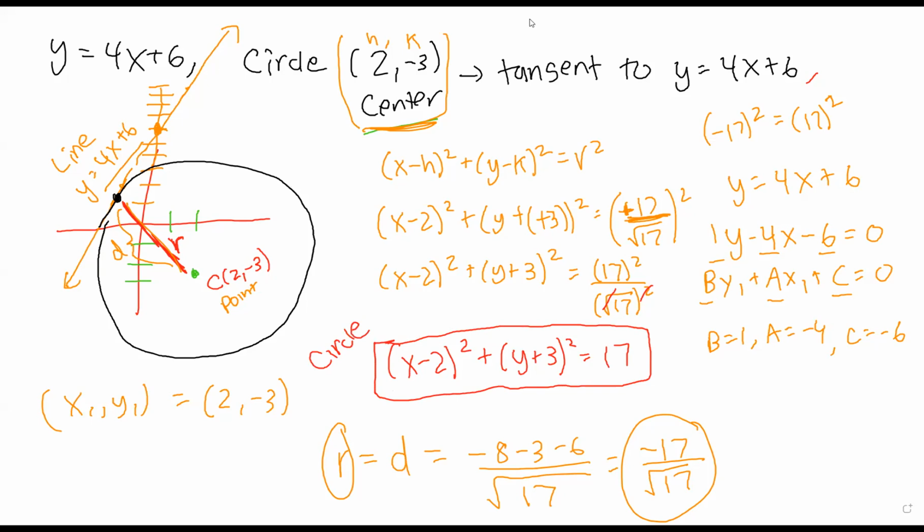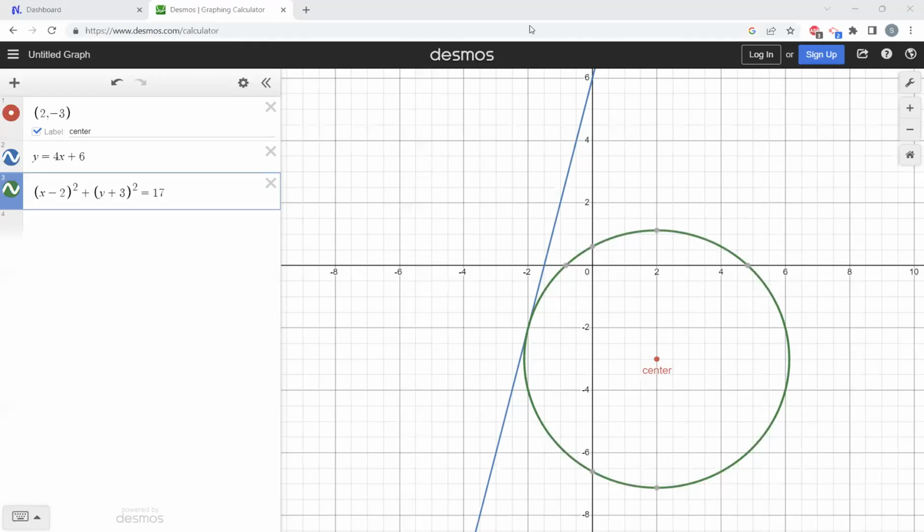And if you use Desmos, we can check our answer. So let's quickly do that. I'll share my screen, and we check on here. We are shown that given y equals 4x plus 6, this is our center, and this is the equation of our circle. So we can confirm it. That is right with the graphing calculator.